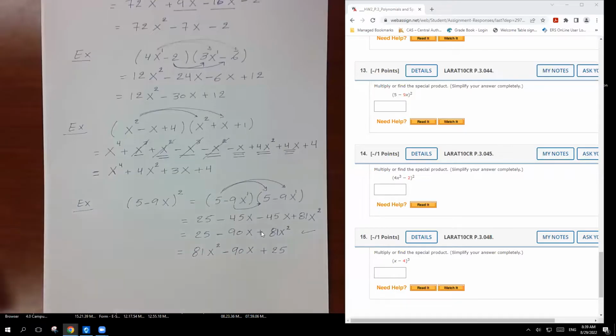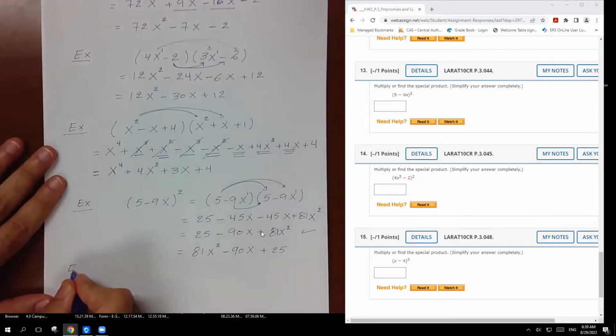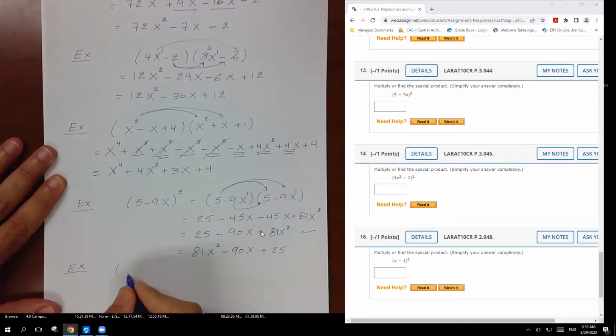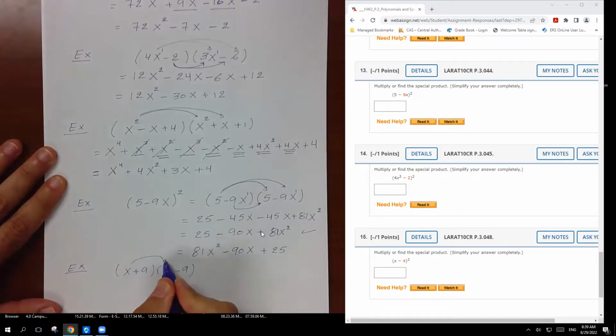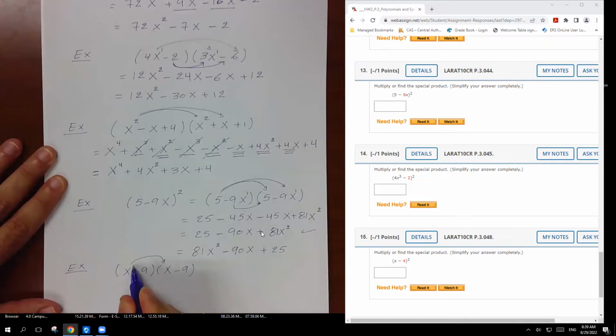This example is not on the assignment. If you multiply x plus 9 times x minus 9, you can do the same thing. You're going to FOIL these two parentheses. So x times x, 1 plus 1 is going to be 2. It's going to be x squared.